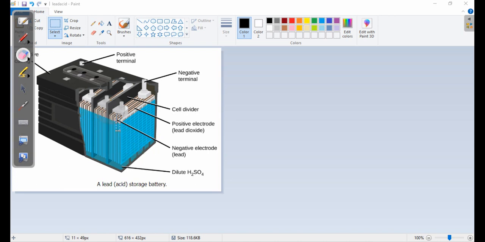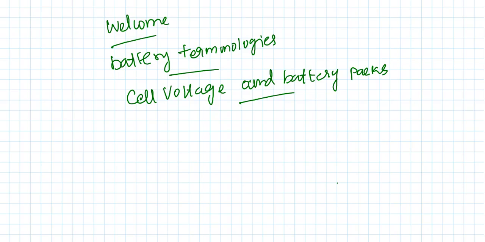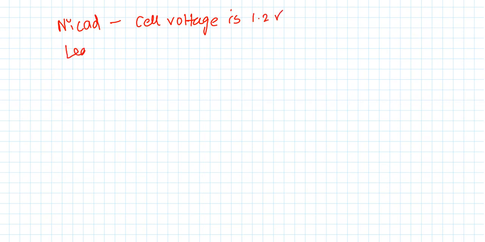For example, consider the nickel cadmium battery. The cell voltage is 1.2 volt. For lead acid, the cell voltage is 2 volt, and for lithium ion, the cell voltage is 3.6 volt.